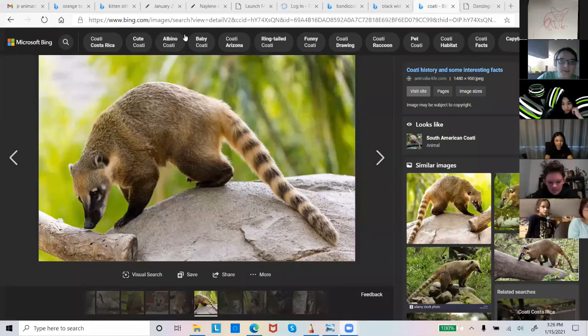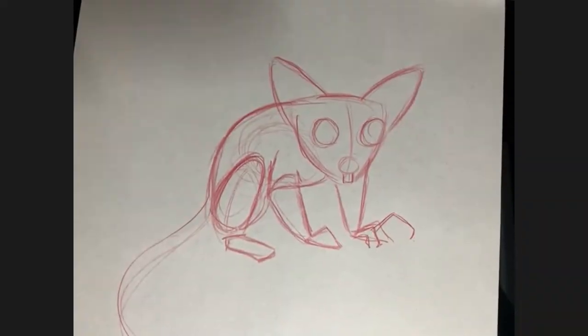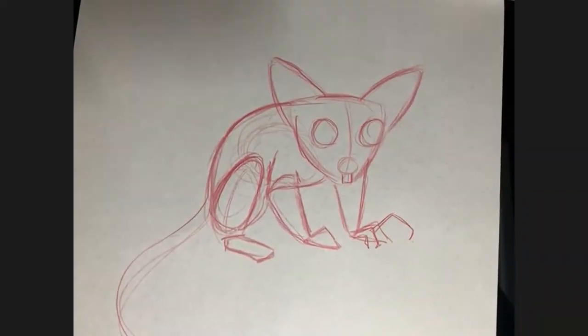Okay, so this is what I'm looking at. I think Coati is how it's pronounced. I'm actually not sure, but it's a type of raccoon type creature. I think South America is where they're from. Bring this back. A sheet of paper. I'm going to turn my paper this way.